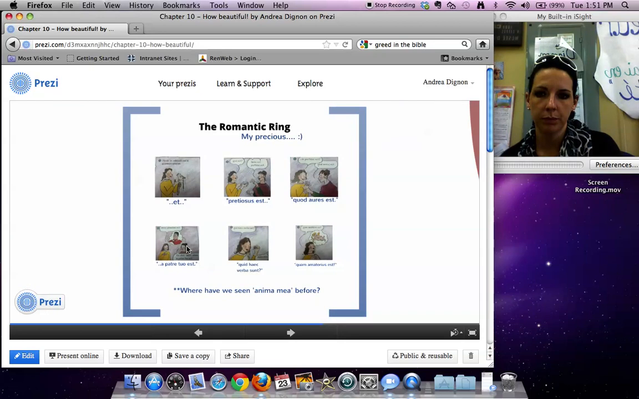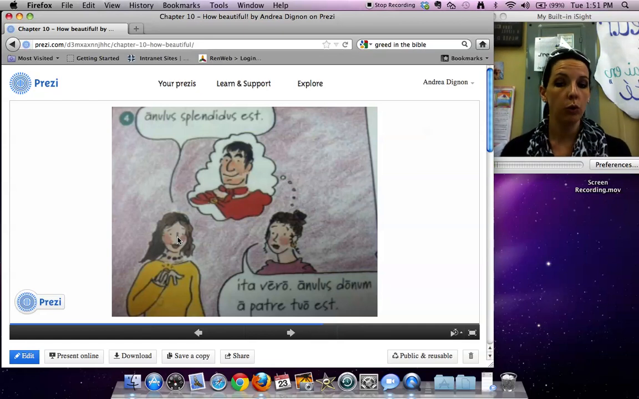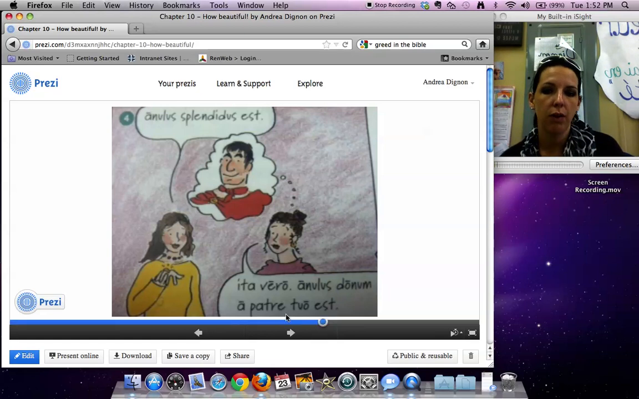Moving on. Annulus splendidus est. She's saying it is a beautiful ring. It is a splendid ring, right? Itavero, Lepidina replies, Itavero, annulus donum a patre tuo est. In this case, she says, yes, it is beautiful. Duh, yeah. And then she says, the ring is a gift from your father.